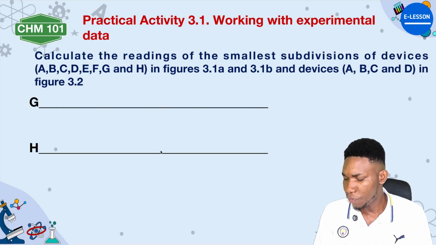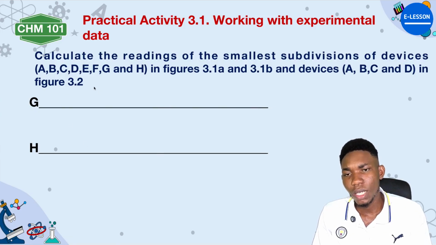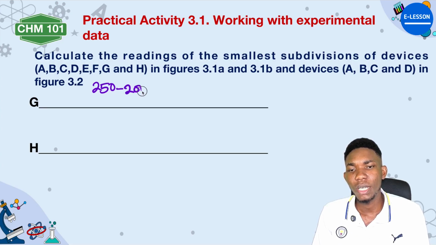All right? And then for G, it is 200, 250. So we are going to take 250 minus 200 divided by 10. 250 minus 200 is 50. So we have 50 divided by 10, which of course is 5.0 milliliter.